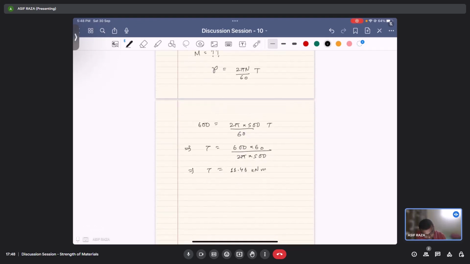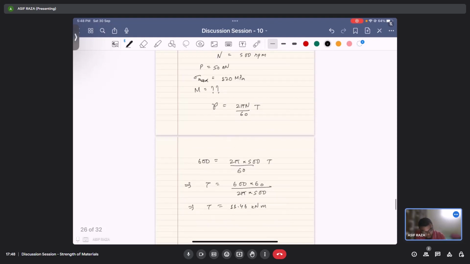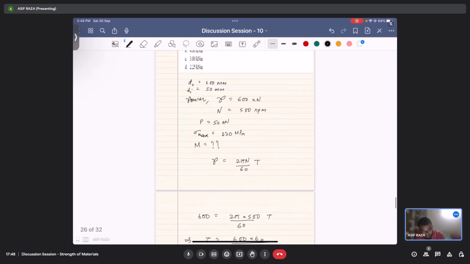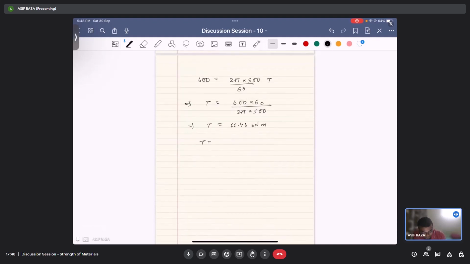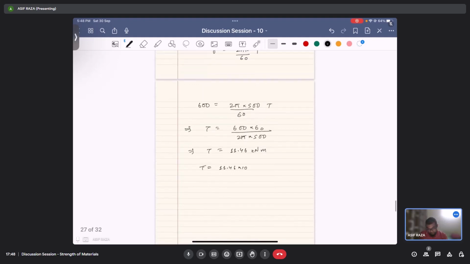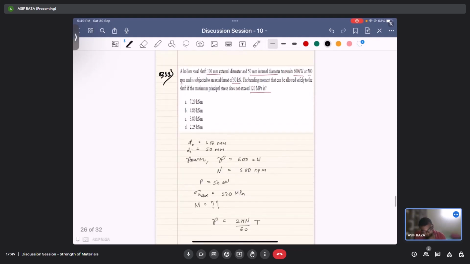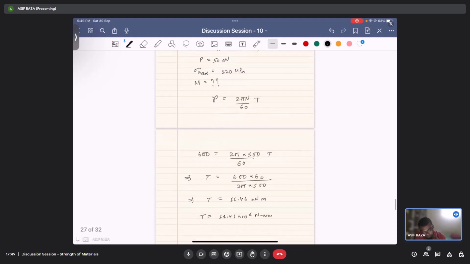This is kilonewton meter, because this is in kilowatt. Thus, now I can write this as 11.46 into 10 power 6 Newton millimeter. Now let's do the other calculations.